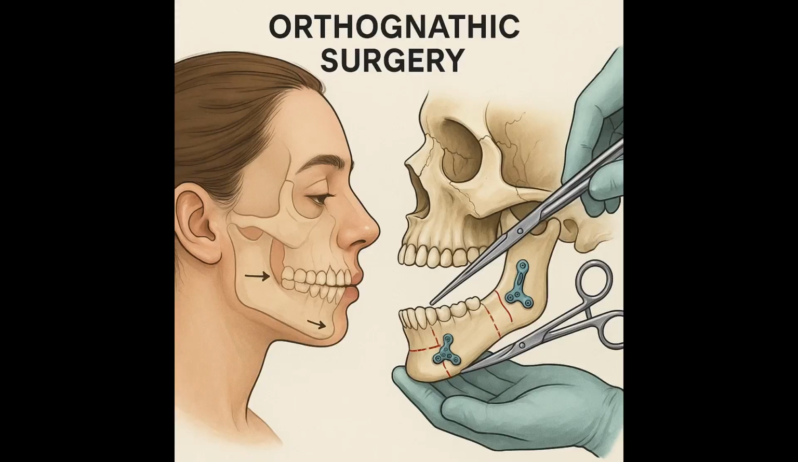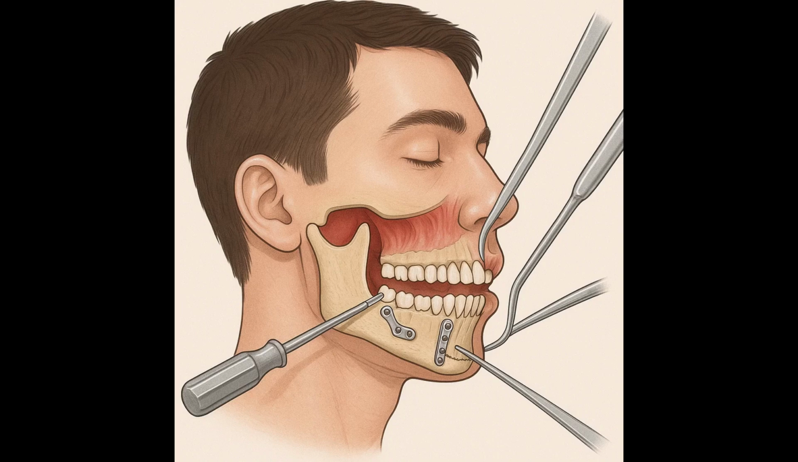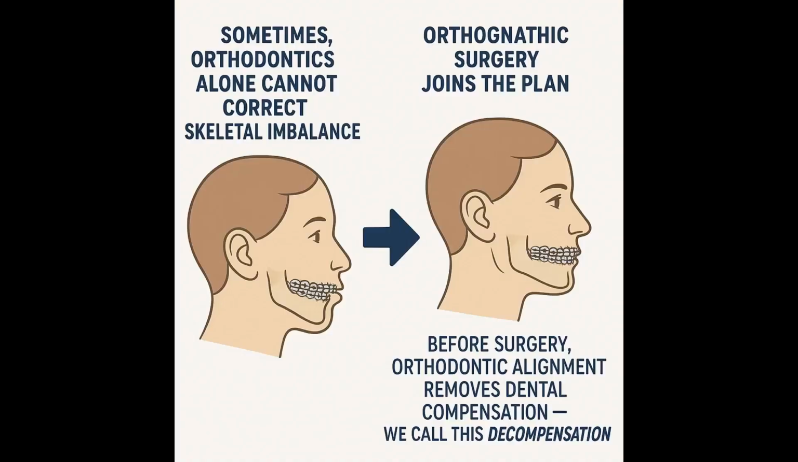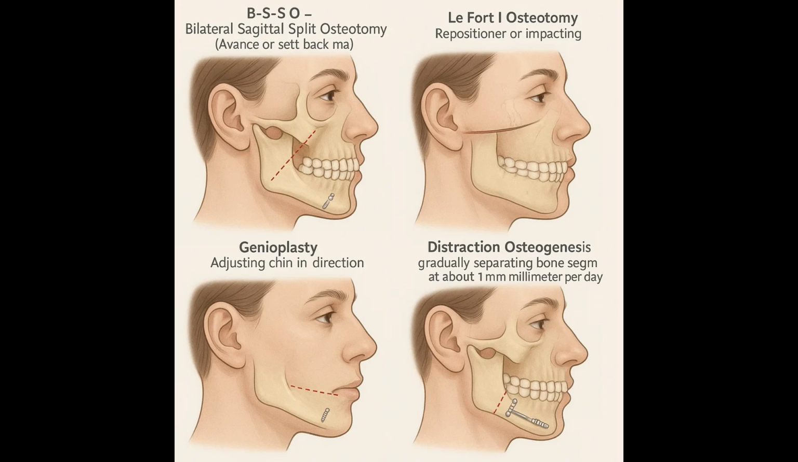Orthognathic surgery. Sometimes, orthodontics alone cannot correct skeletal imbalance. That's where orthognathic surgery joins the plan. Before surgery, orthodontic alignment removes dental compensation. We call this decompensation. Then surgeons perform BSSO, bilateral sagittal split osteotomy, to advance or set back the mandible.